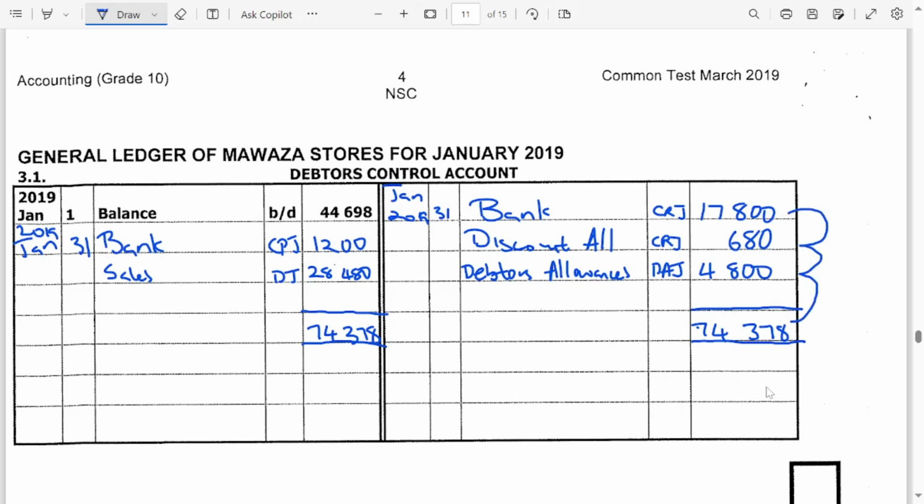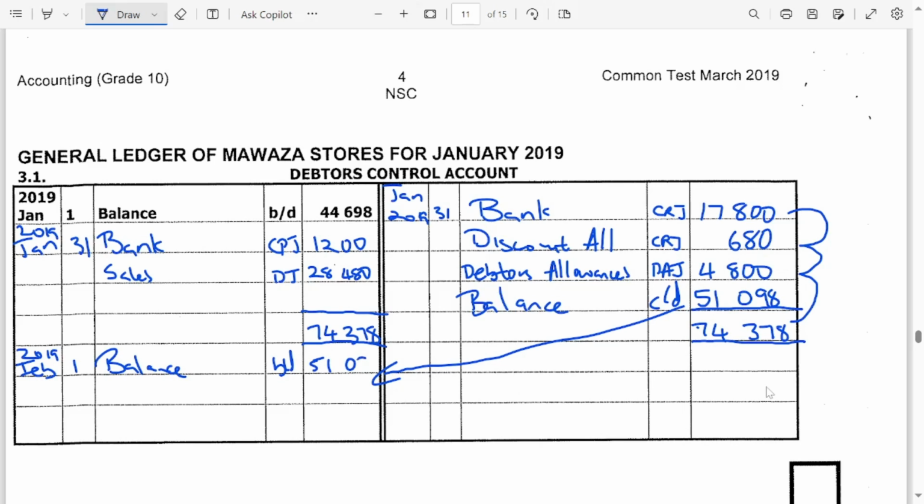Once we have done that, now we have to find the difference, that is, by how much the bigger side is bigger. So we have to subtract all of this: minus 17,800 minus 680 minus 4,800. That is going to be 51,098. So this is the closing balance of the debtors control. It's a balance carried down, which must be transferred to the opposite side. At the beginning of the following month, February, the opening balance is 51,098.